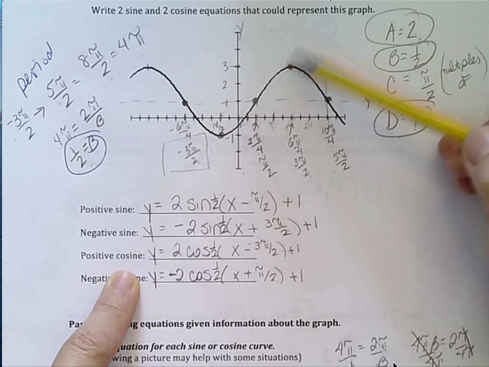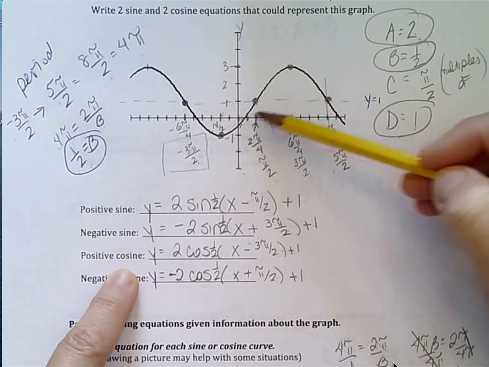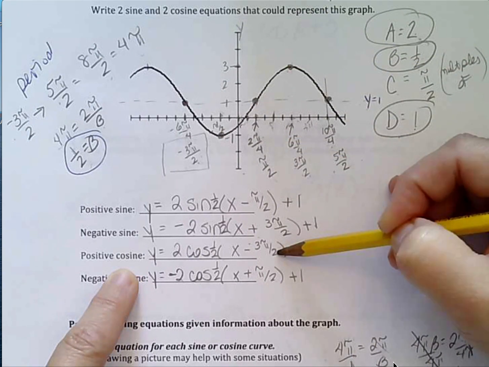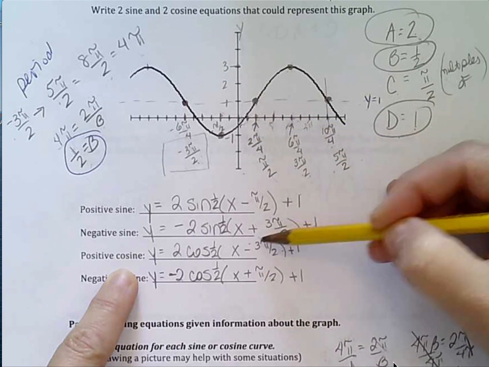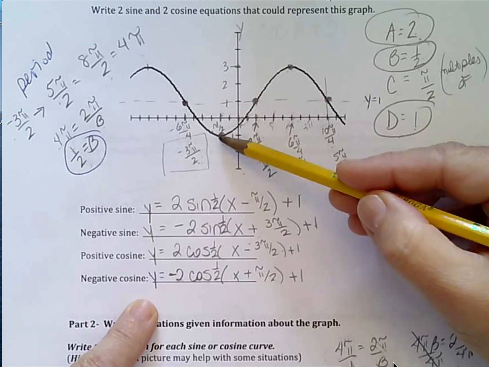Positive cosine can start here or here. I'm going to start here. And this is a shift of 3 pi over 2, so I go ahead and write that in. I went to the right, so it's minus. Here's my negative cosine. It's going to start down here, right?